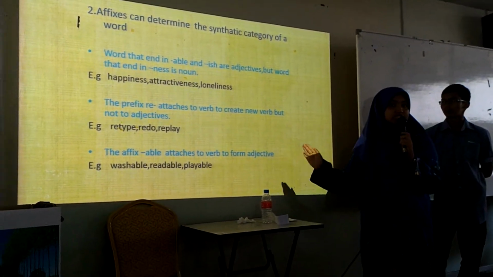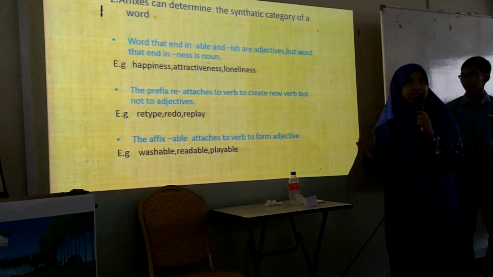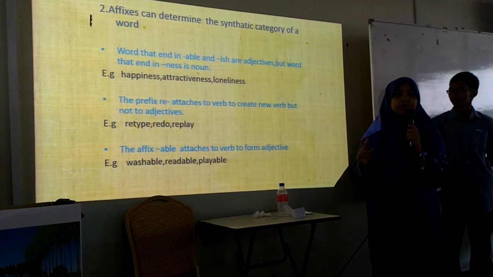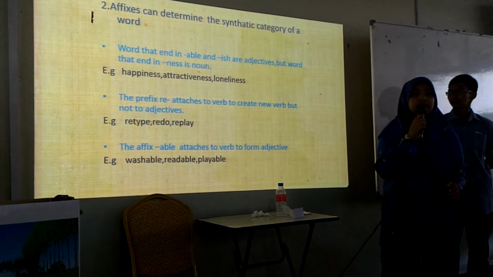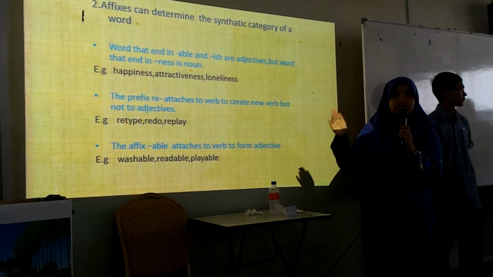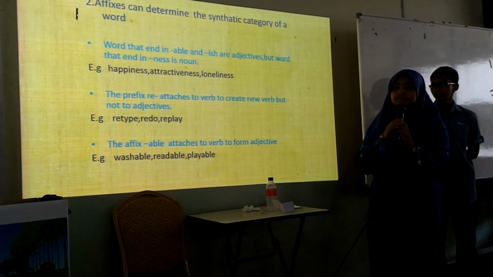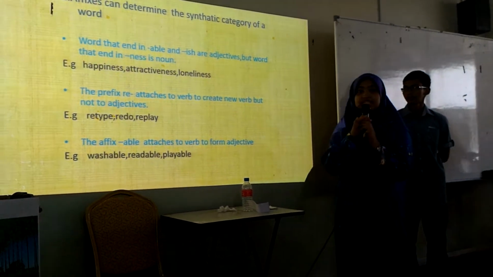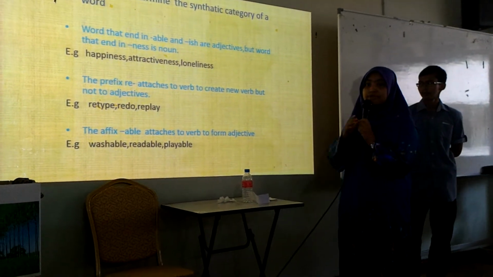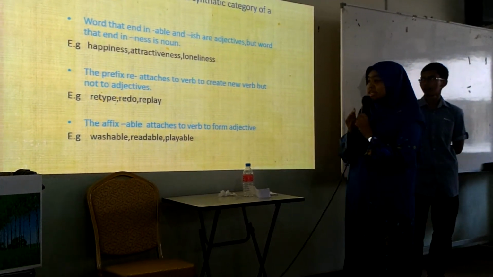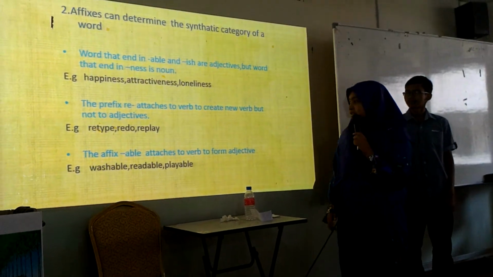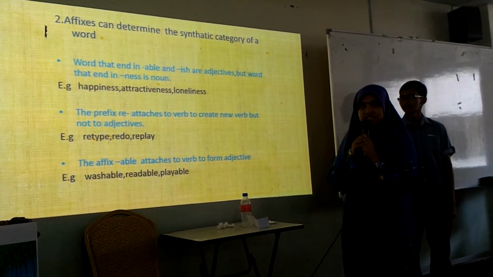These two facts are really important to determine the steps in which to create a word that has more than one affix. For example, the word reusable. Reusable has more than one affix. It has the prefix re and the affix able. For the prefix re, it attaches to a word to form a new word. For example, retype, redo, and replay. The affix able attaches to a word to form an adjective. For example, watchable, readable, and playable.